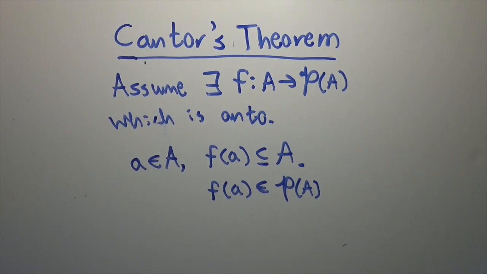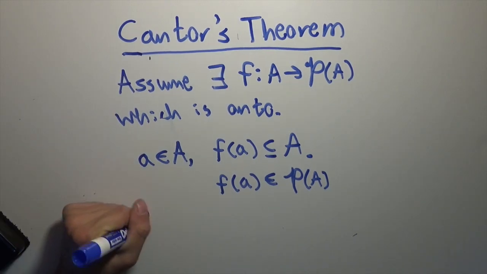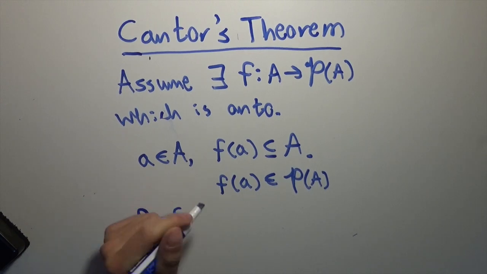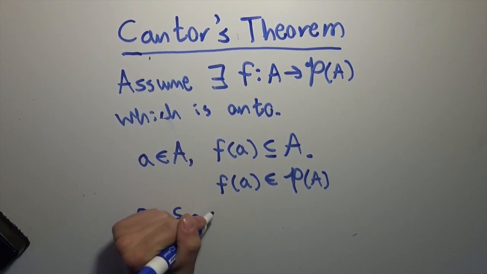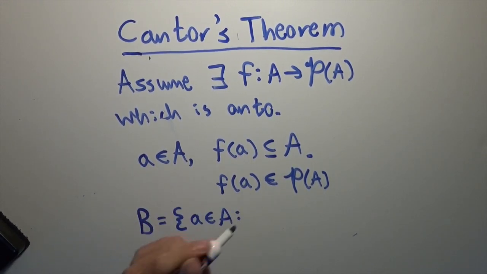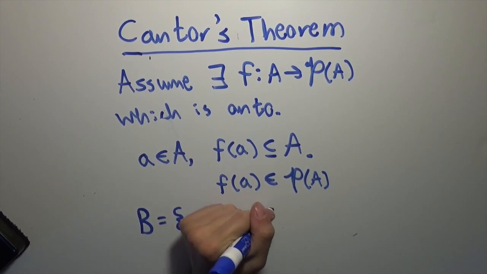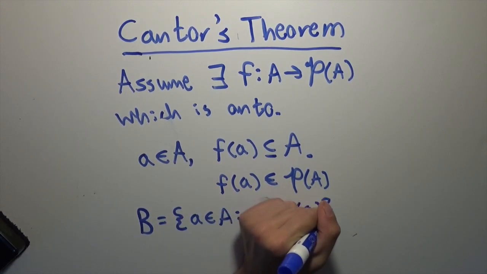Okay? So what we're going to do is define a particular set now. Now this is so clever. I just love this proof. This is so ingenious. It makes me giggle just thinking about it. Let's define B to be the set of all little a contained in big A, such that a is not contained in the subset that the function f maps it onto.